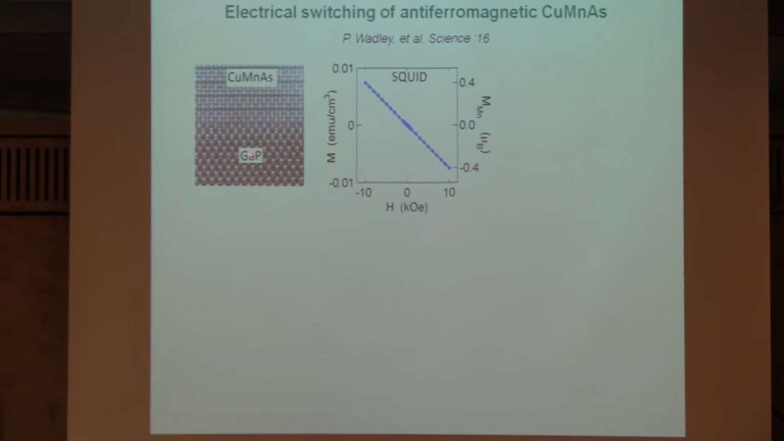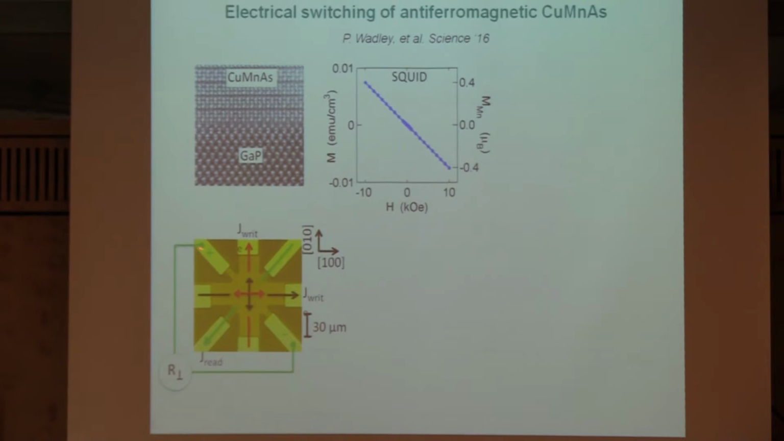Just going a bit further to this copper manganese arsenide, this material is typically grown on a substrate, in this case gallium phosphide. It's indeed an antiferromagnet. And now, exploiting this biaxial anisotropy and the fact that we have the Rashba type of spin-orbit torque, one makes this kind of cross-like structure, sending current pulses either along this direction, which is along one of the easy axes, or along this direction, which is along one of the other easy axes. And the other 45-degree rotated cross structure here was used to read the information by a transverse AMR.